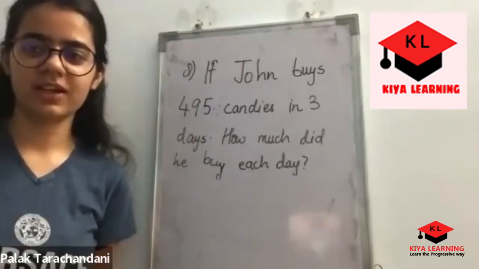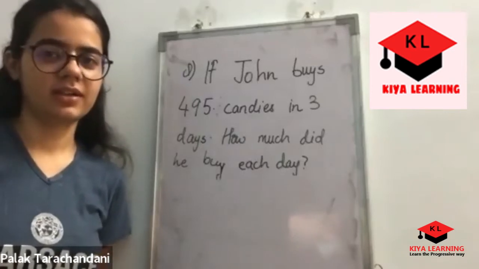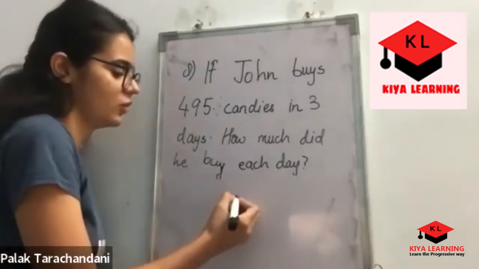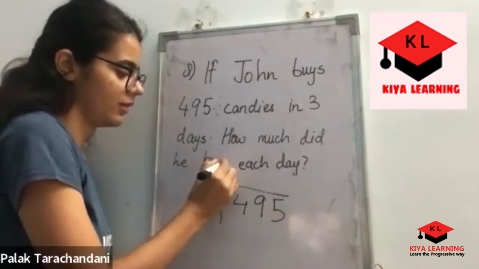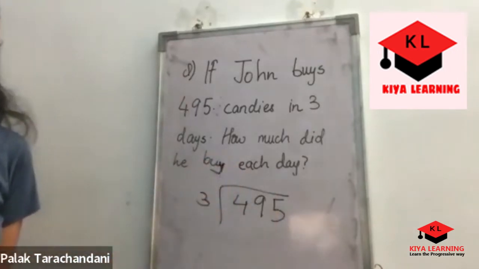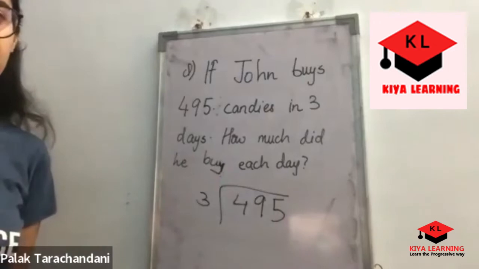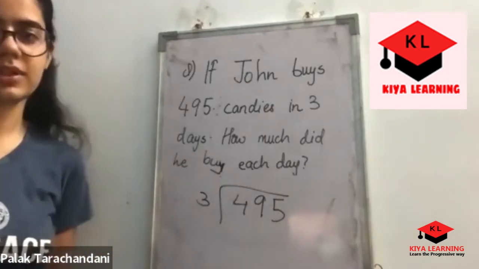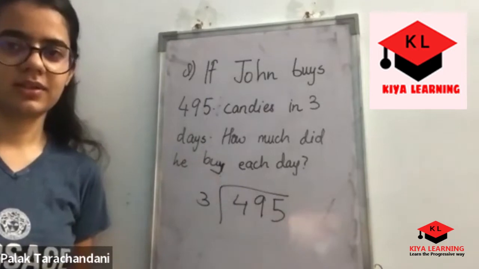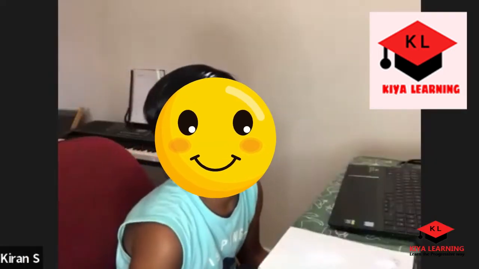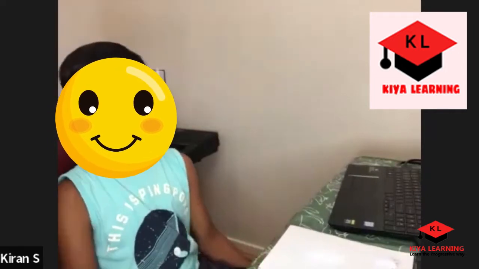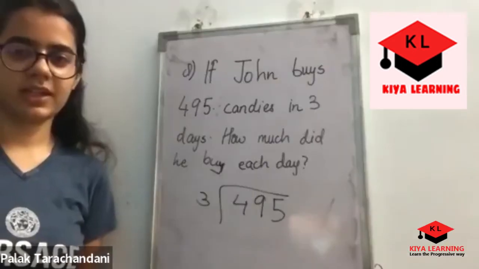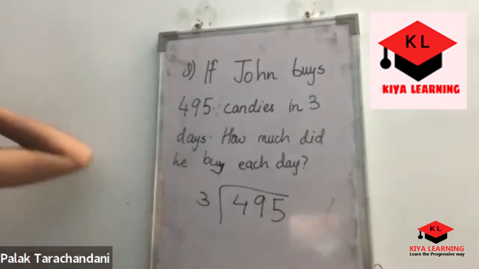Okay, do you need help, Chirag? Maybe we can solve this together, right? Okay. So we have to divide 495 with 3. Correct? Okay. Now tell me, how do you proceed to divide? What is the first step which you do in division? We see if we can make the first number of the main one inside that box.